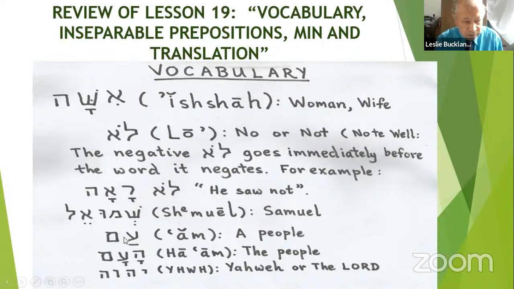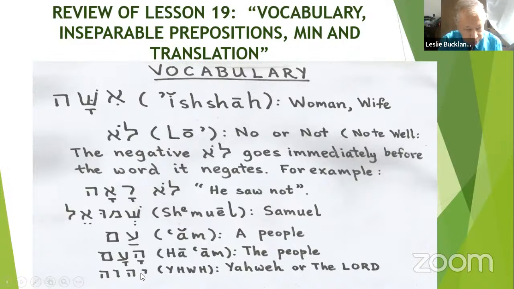Then you have the noun Shemuel, Samuel in English. Yes, I was right. In the test, Sister Hooper had translated this as man, but it is ayin pathak mem, and it means a people. With a definite article before it, ha'am, it means the people.